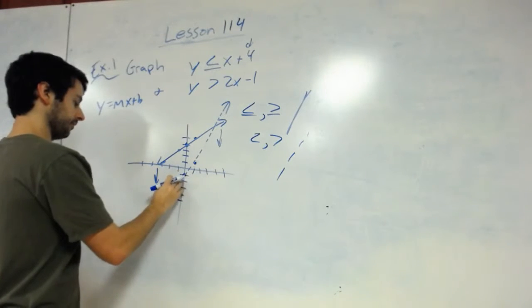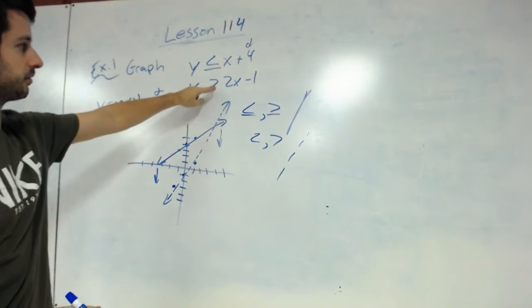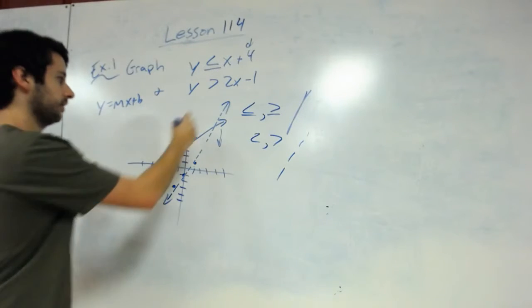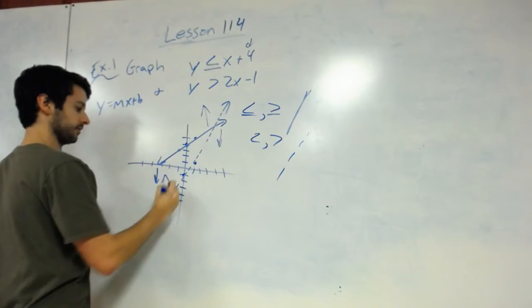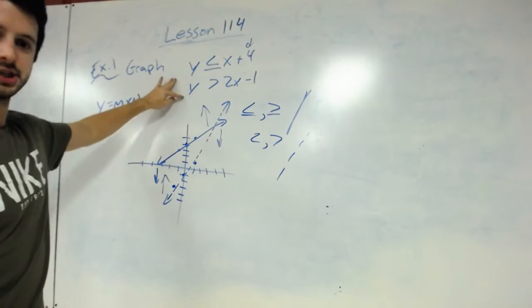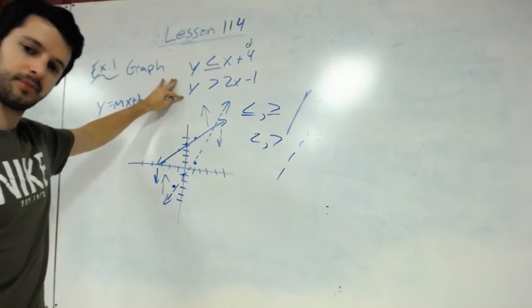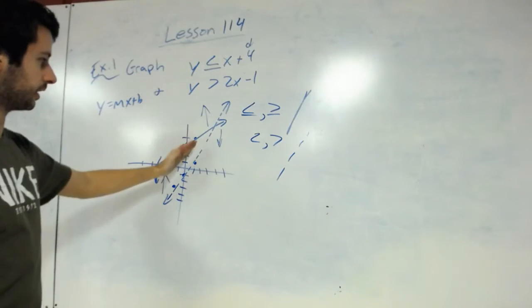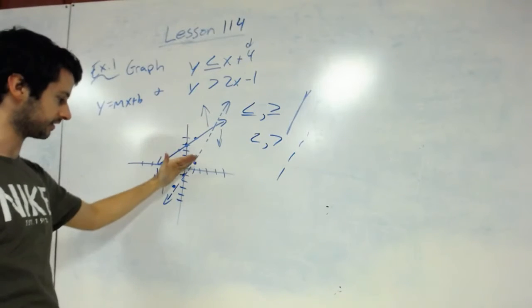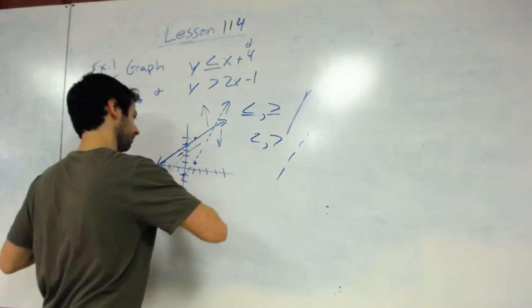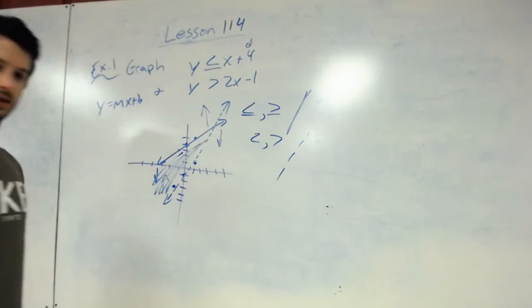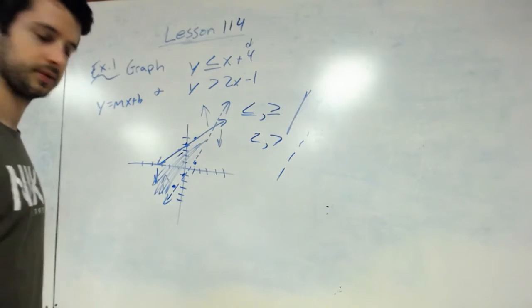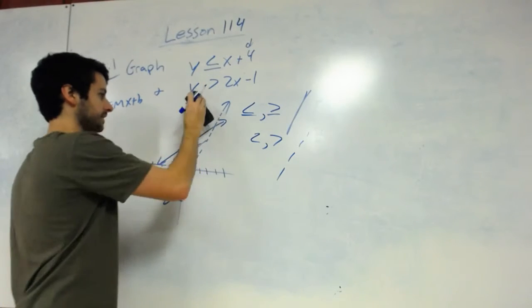And now from here, well, it said it has to be greater than this line. So greater than would be up in this direction. When we shade, it needs to satisfy both equations. So we want it greater than this line, but less than this line. So that area shaded would be in that region. And that is how you graph inequalities.